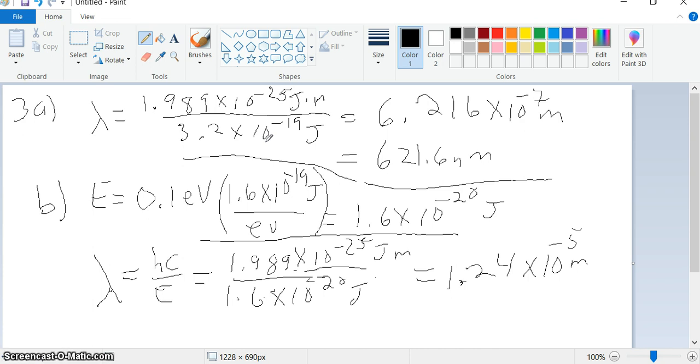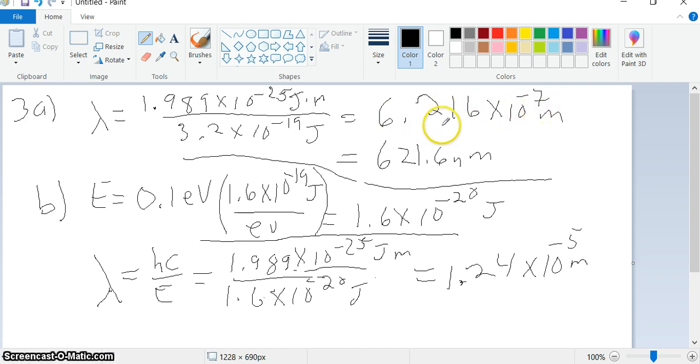It had an energy of 2 electron volts. Anyhow, we just converted 2 electron volts to joules. You get 3.2 times 10 to the minus 19th. So the top number divided by the bottom number gives us 6.216 times 10 to the minus 7th meters.